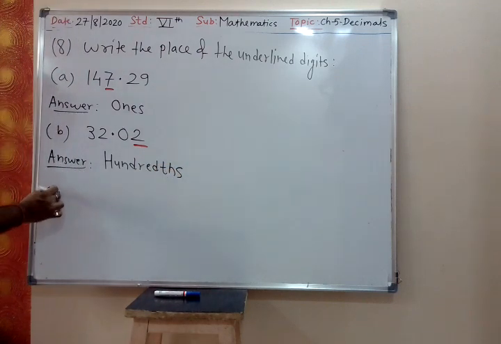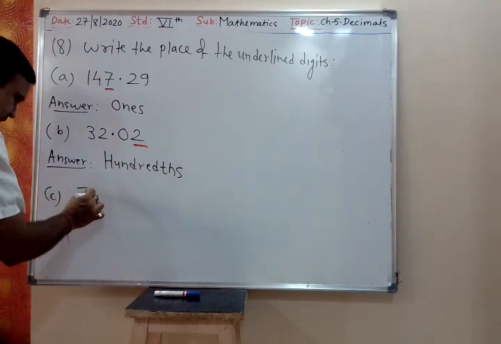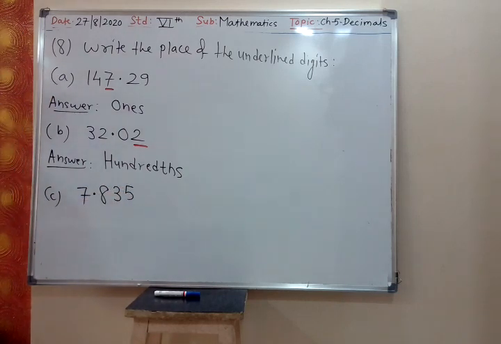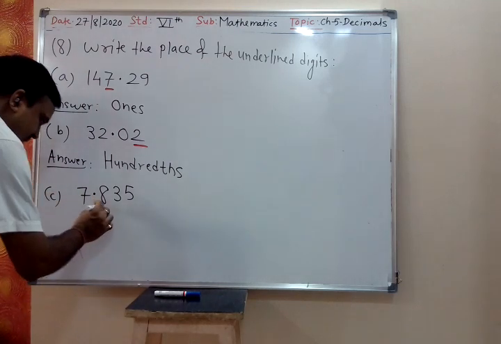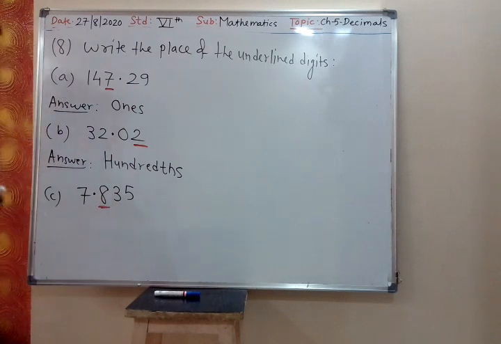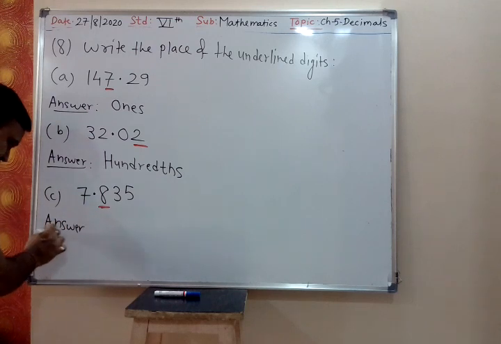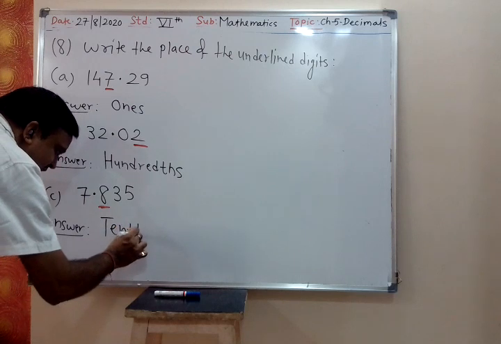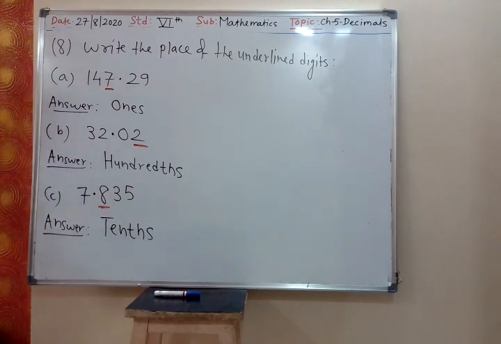Then C: 7.835 and the underlined digit is 8. So we write tenths. Answer is tenths, not tens. Answer is tenths, not tens.